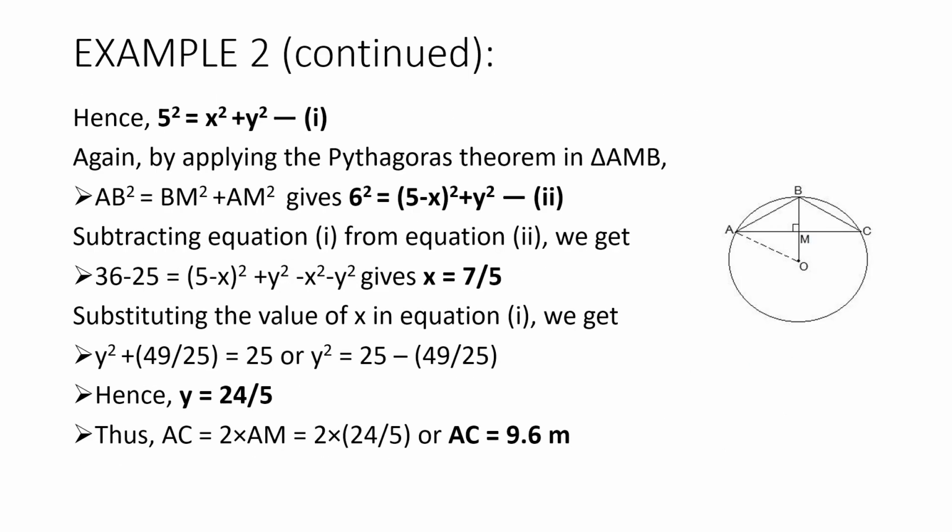Again, applying Pythagoras theorem to triangle AMB, we have AB square is equal to BM square plus AM square. But AB is 6, so 6 square is equal to (5 minus X) whole square plus Y square. Subtract equation 1 from 2, and when we solve it, we get X is equal to 7.5. Putting X is equal to 7.5 in the first equation, we get Y is equal to 24 by 5. We know that AC is 2 times AM. So what is AC? 2 into 24 by 5, or AC is equal to 9.6.